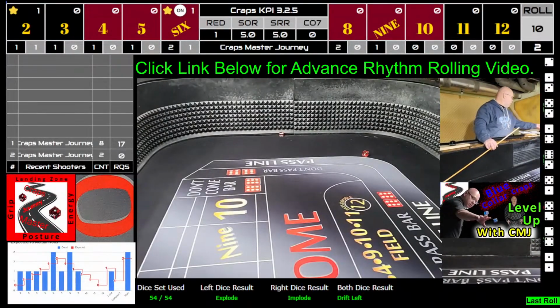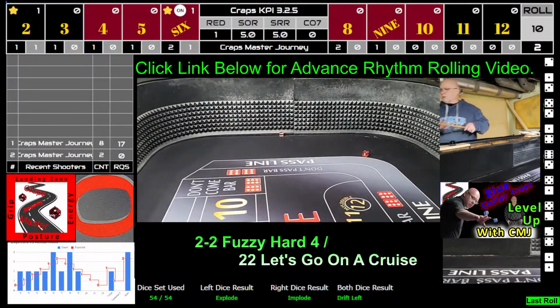2-2, hard 4, hard fuzzy 4-2-2. It's going to cruise, Brian from Holy Roller. So that DC is going to travel to the 4, just like it did on the first shooter. 5-4-5-4. Primary bottom side both dice.